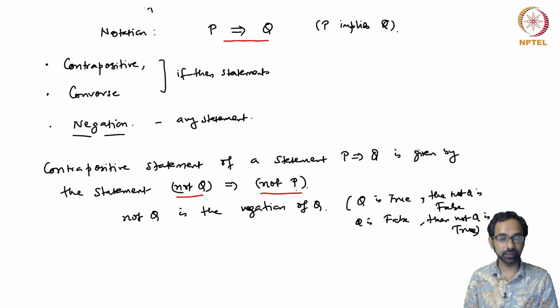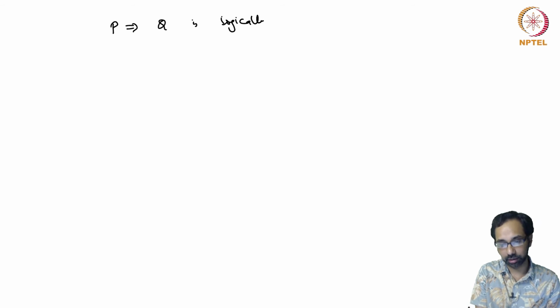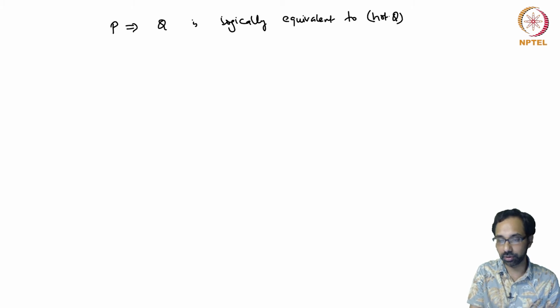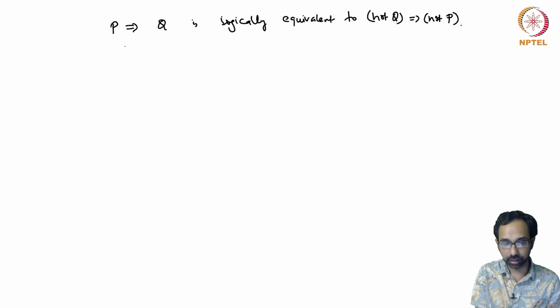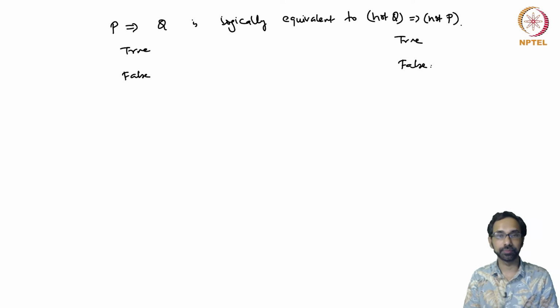And the contrapositive and the statement itself, they are both logically equivalent. So P implies Q is logically equivalent to its contrapositive not Q implies not P, meaning that when this is true, this must also be true, and when this is false, this must also be false.